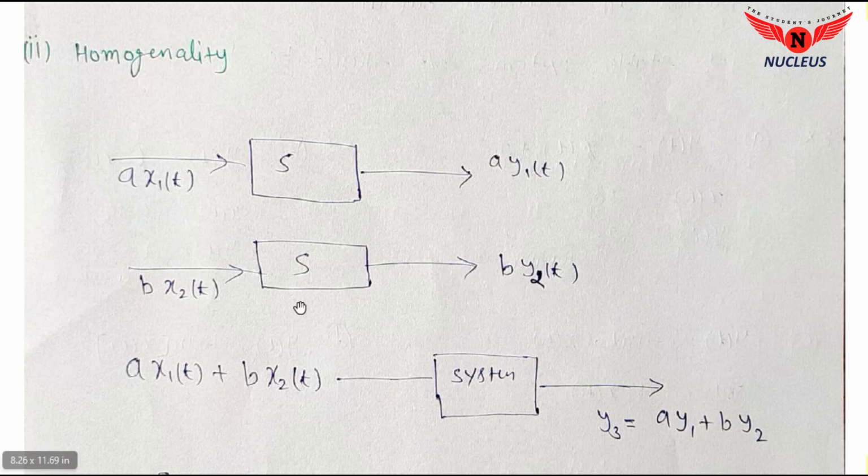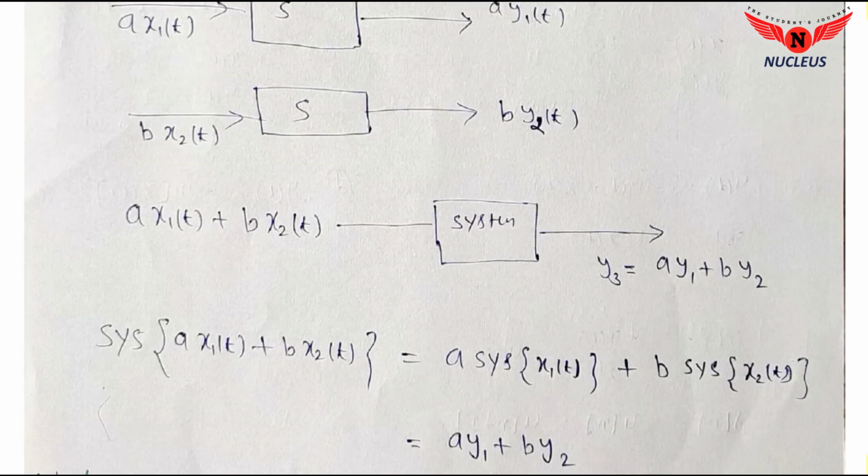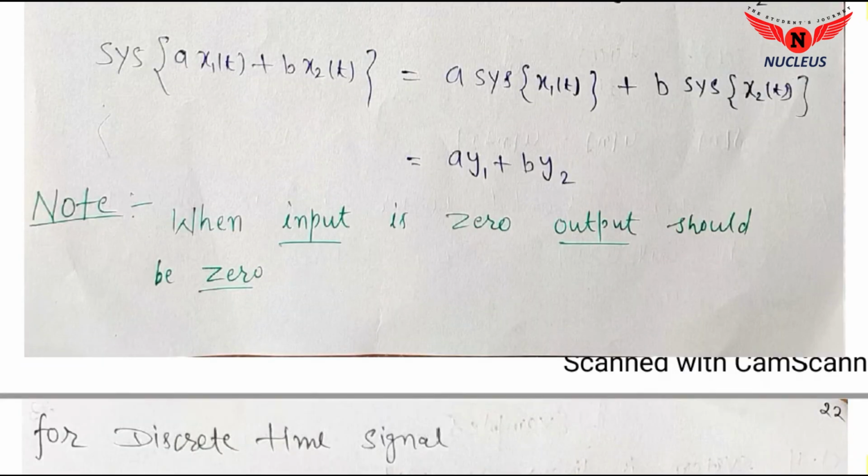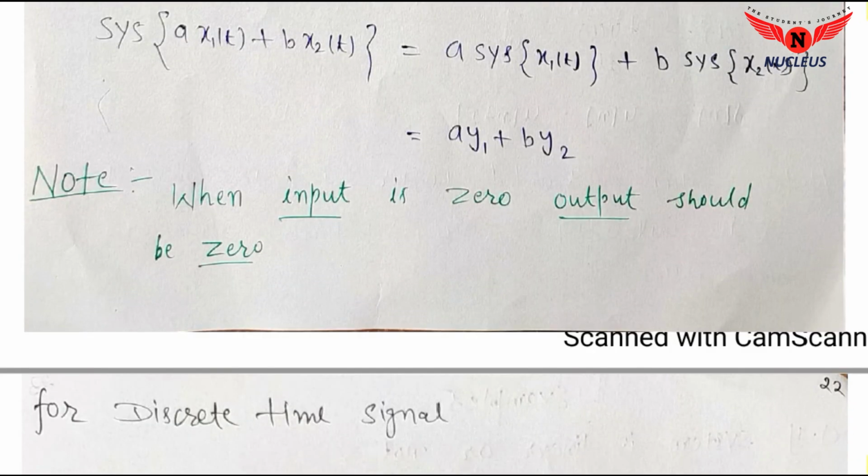So whenever you add both of the inputs, ax1 plus bx2, and give them to the system, the output should be in the form of ay1 plus by2. If the system is in this form, the system is linear. So this is the trick to remember linearity, or to solve the questions of linearity.